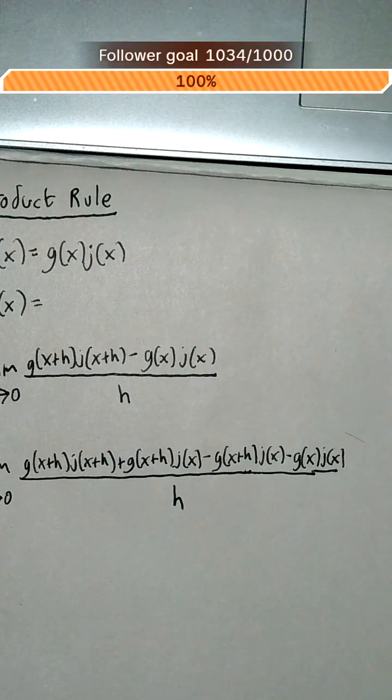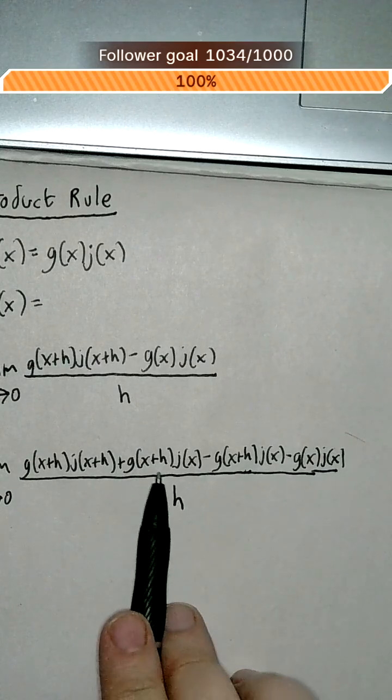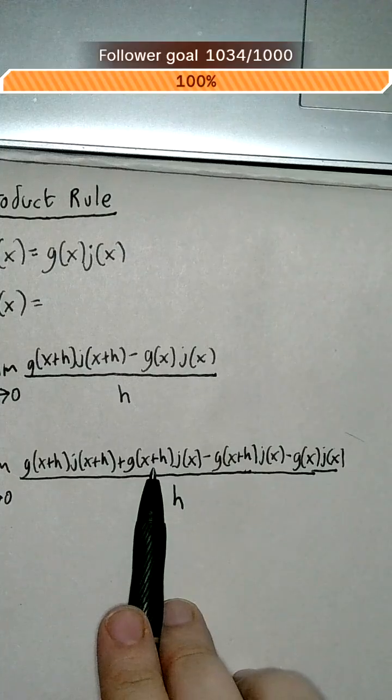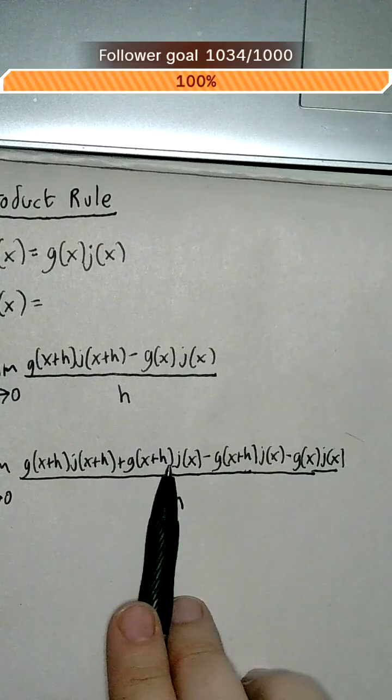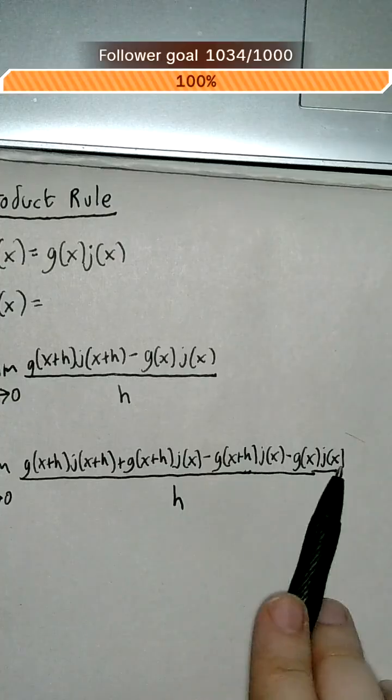That's cool. Awesome. So now, from here, what I'm going to do is I'm going to go ahead and factor out a g of x plus h from this side. And then from here, I'm going to factor out a j of x.